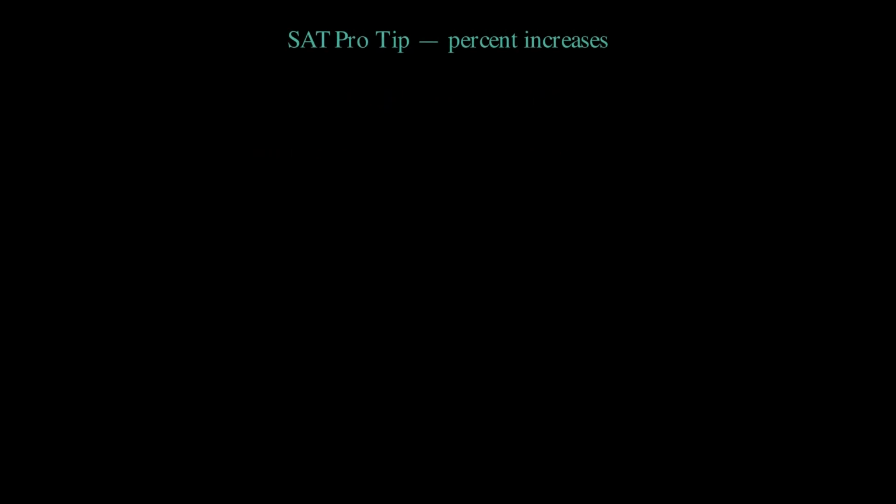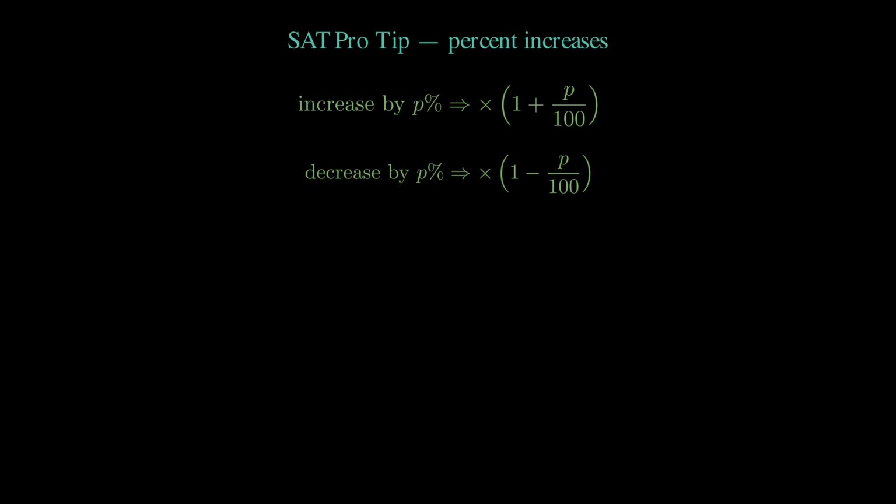SAT pro tip. When a quantity increases by x%, multiply by 1 plus x over 100. For a decrease by p%, multiply by 1 minus p over 100 as long as that stays positive. Doubling and half-life are vocabulary shortcuts. Translate them into base 2 before you panic.